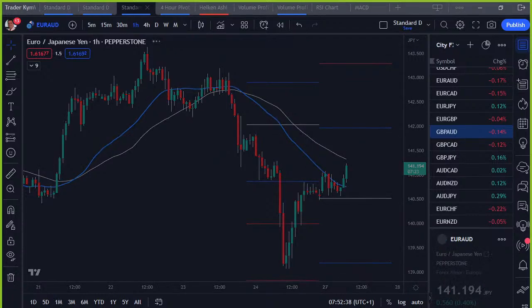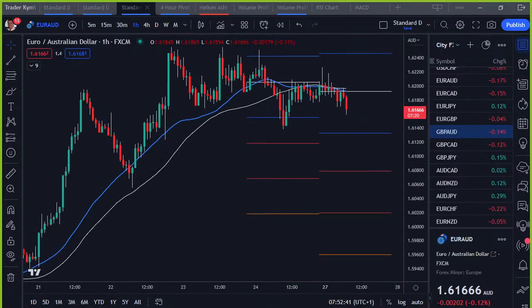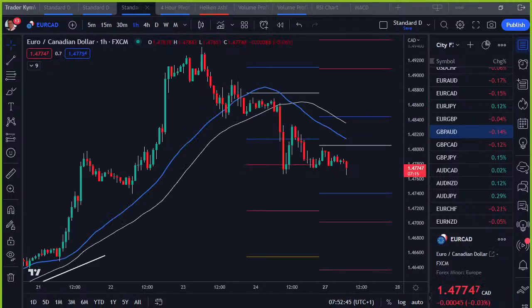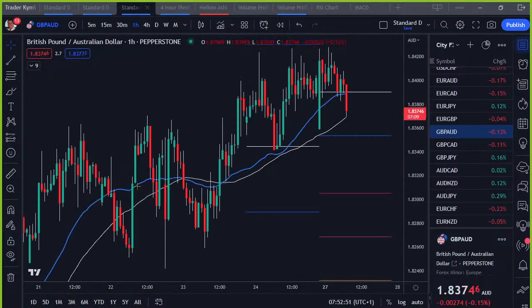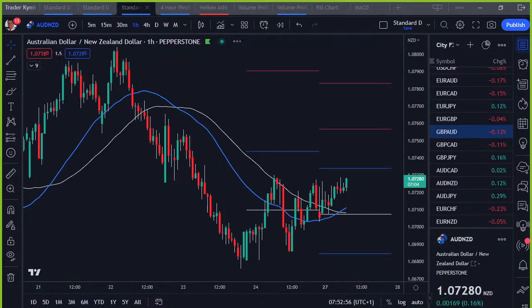Euro Aussie, much more of a mess. I was looking at this, yep, much more of a mess there. Euro CAD, again, much more of a mess. So these other pairings, I was looking at the pound Aussie. We were trading this last week, and it looks like again a mess best avoided. Aussie New Zealand, we'll just have a quick look at this.